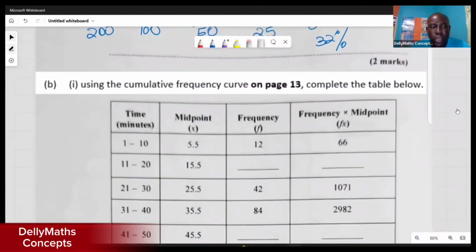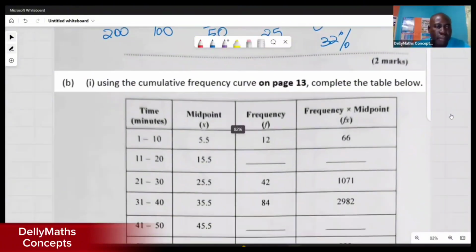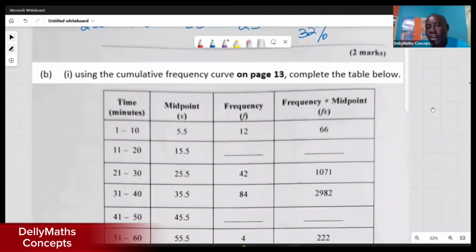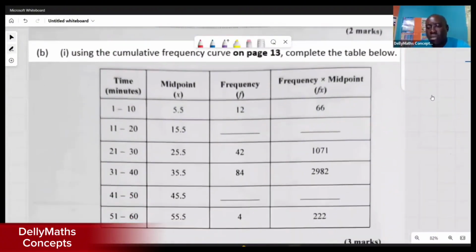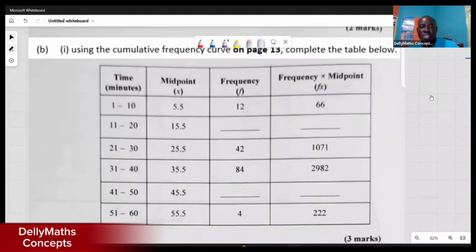All right. Now, next question, part B says, using the cumulative frequency curve on page 13, complete the table. Now, you notice it says using the cumulative frequency, because this is frequency that we're going to be filling up, but we do have the cumulative frequency. With a cumulative frequency, all we have to do is find two consecutive cumulative frequencies and subtract them to get the frequency.